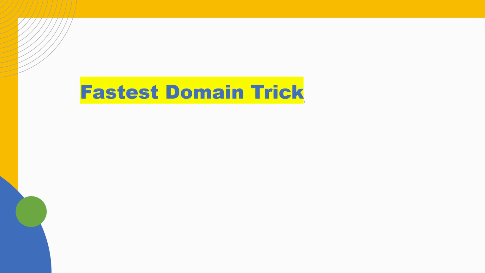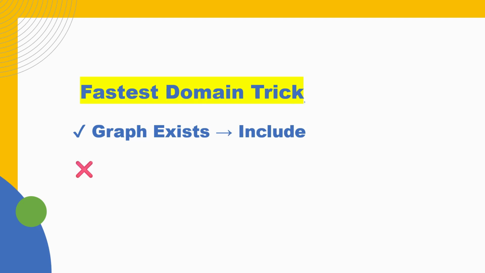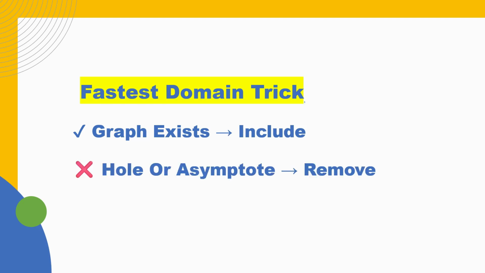Here is the fastest trick. If the graph exists there, include that x value. If there is a hole or asymptote, remove it.